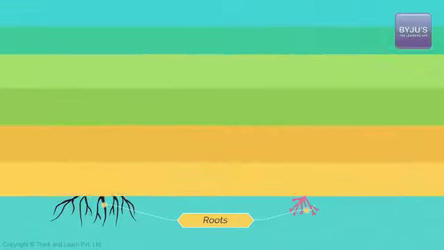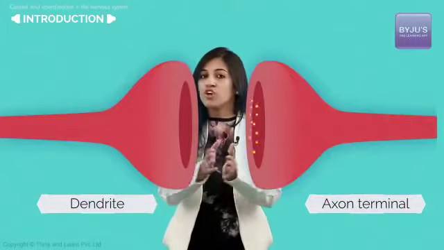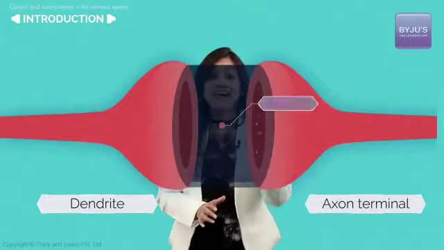Terminal. Have you heard about the word terminal before? What happens in a train or a bus terminal? Trains or buses come in and go out, right? Similarly, at the axon terminals, information in the form of electrical impulses will pass from one neuron to the other. They actually high jump across from one neuron to the other through the small space called the synapse.